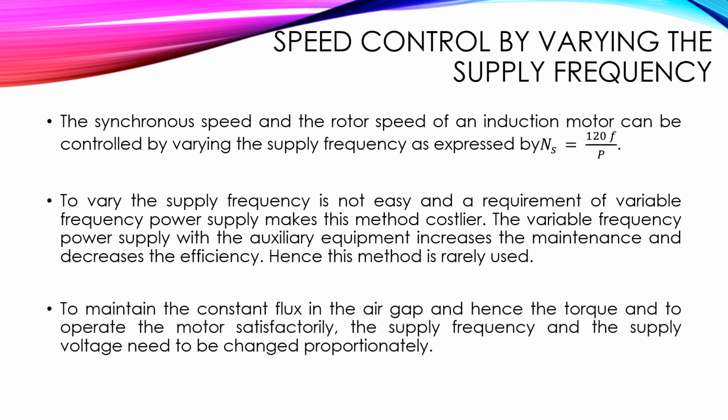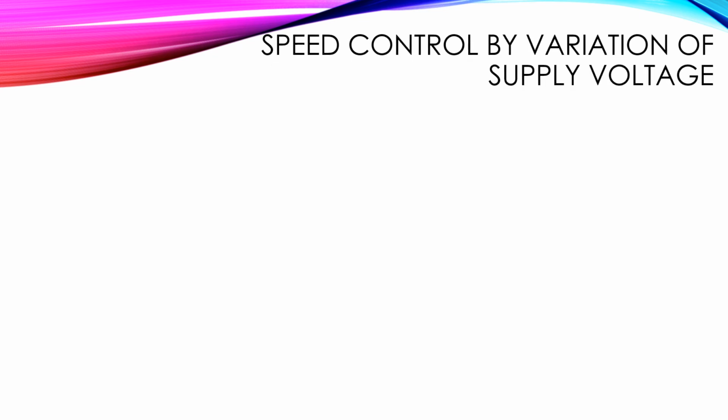To maintain the constant flux in the air gap and hence the torque, and to operate the motor satisfactorily, the supply frequency and the supply voltage need to be changed proportionately. Now the third method is by variation of supply voltage.